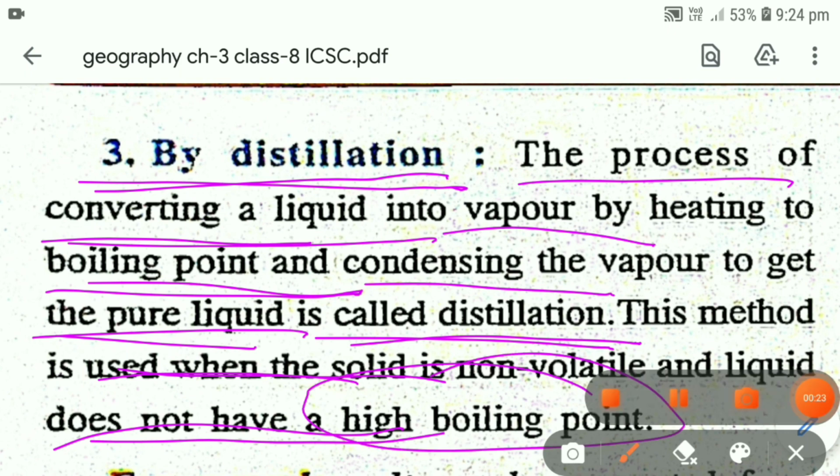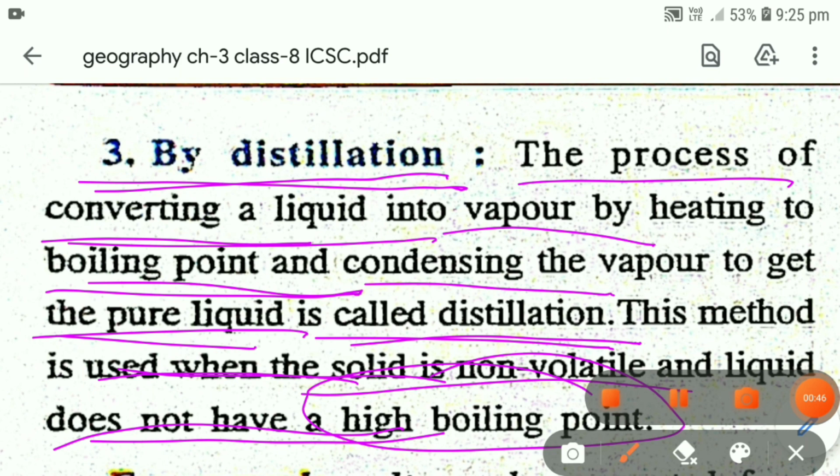So what happens in this process? Take a solution of salt and water. We know the boiling point of water is 100 degrees Celsius. Boil water at 100 degrees Celsius. Water will vaporize. That vaporized water is collected through a condenser. By this we get the pure water, but in this case the solid is non-volatile.